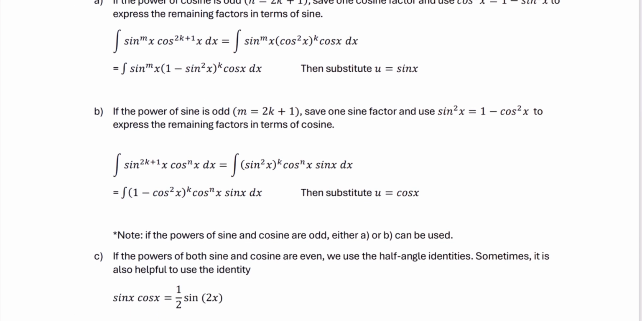If the powers of both sine and cosine are even, we can use the half angle identities. Sometimes it'll be helpful to use this identity, sine x cosine x equals 1/2 sine of 2x.